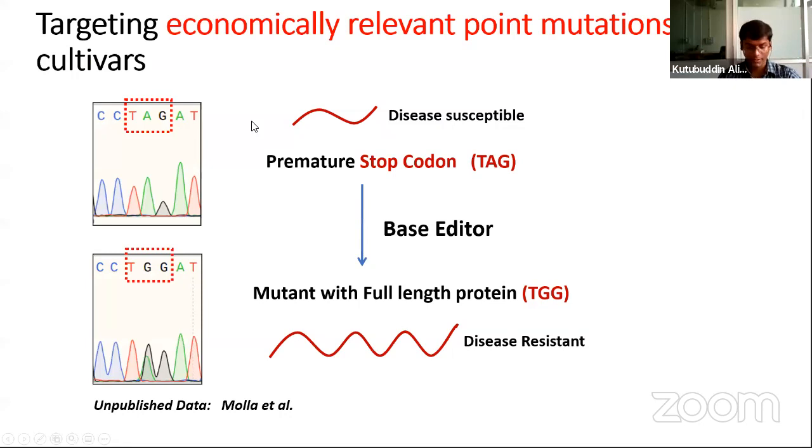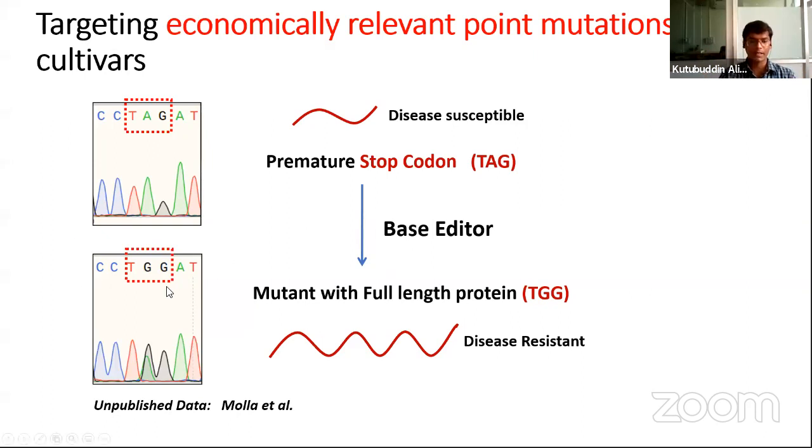So this is a classical example that we targeted to develop a disease resistant rice variety. This is an example of a gene that has a premature stop codon. This TAG is the signal to the translating machinery to terminate the translation, or to terminate the protein synthesis. So in one genotype, because of the presence of a premature stop codon, this TAG, the gene cannot produce the full length of protein. So it became disease susceptible.